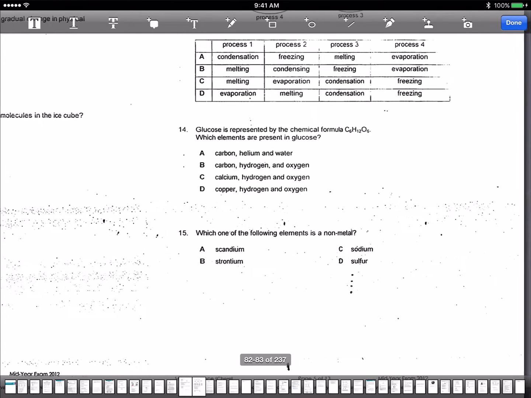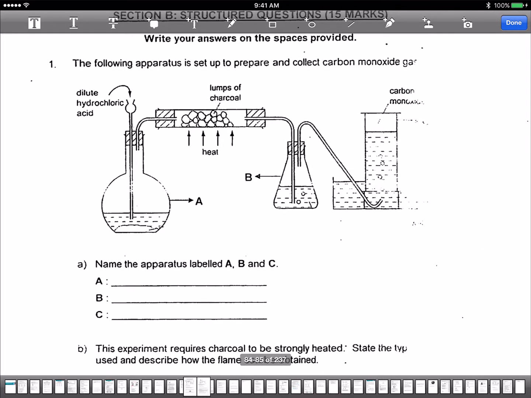Okay, next one. Let's go back to this question. Name the apparatus labeled A, B, and C. A is a flask. Round bottom? It's not round bottom. It is a flat bottom flask, but still round. B, conical flask. C, where is C? I think C is the gas jar. C should be pointing to the gas jar.